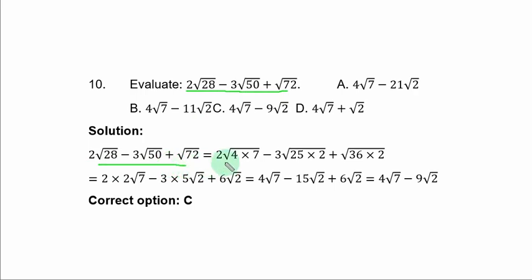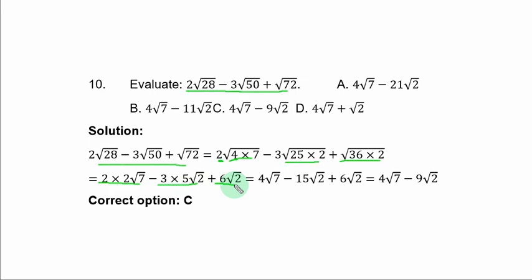So 28 can be expressed as 4 times 7 under the root. 50 is 25 times 2 under the root. 72 is 36 times 2 under the root. Now root 4 is 2. You have 2 times 2 root 7 minus 3 times 5 root 2 plus the root of 36, which is 6, so you have 6 root 2.